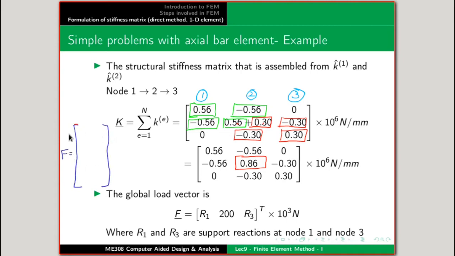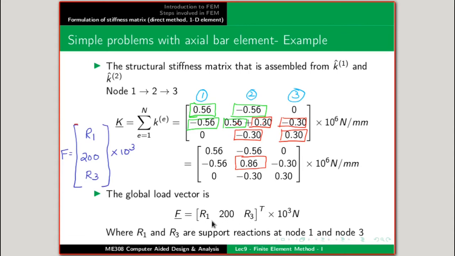Here we will write down the nodal forces, the force acting on node 1, node 2 and node 3. We know that at node 1 we have a reaction force, which we represent as R1. At node 2 we have our applied force, that is 200 into 10 raised to 3 kilonewton. So I will write the 10 raised to 3 common to all, like this. Then at node 3 we have again a reaction from the wall, represented as R3. So this is our global load vector.